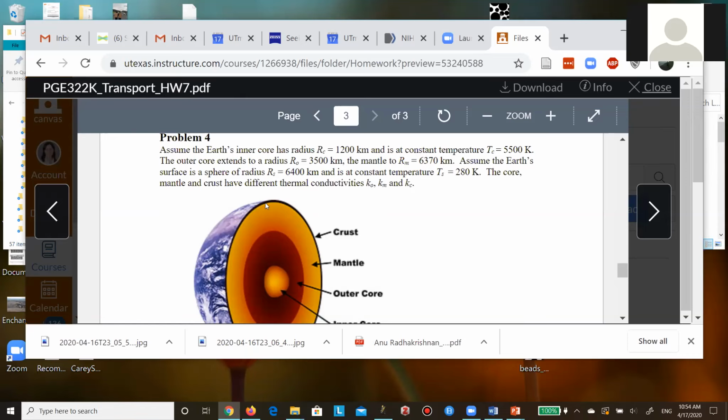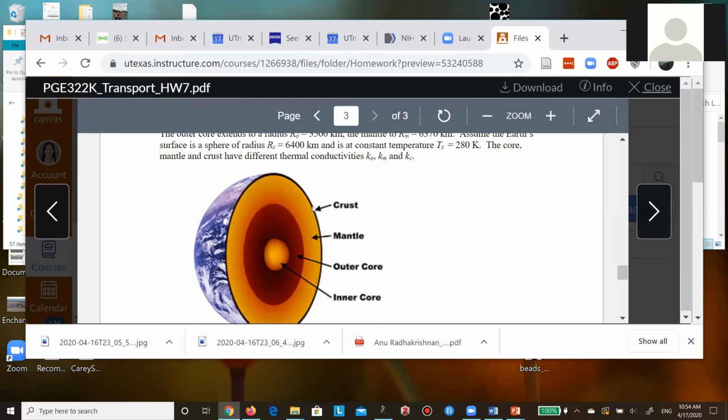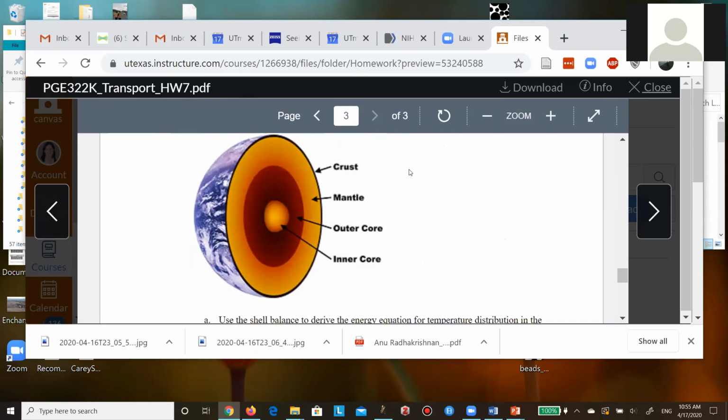Okay, and I have a constant temperature at the outside, which is a gross simplification, but we're going to use it. And these materials are all changing, and they have different thermal conductivities, K0, Km, Kc. Now, I need to establish the shell balance.